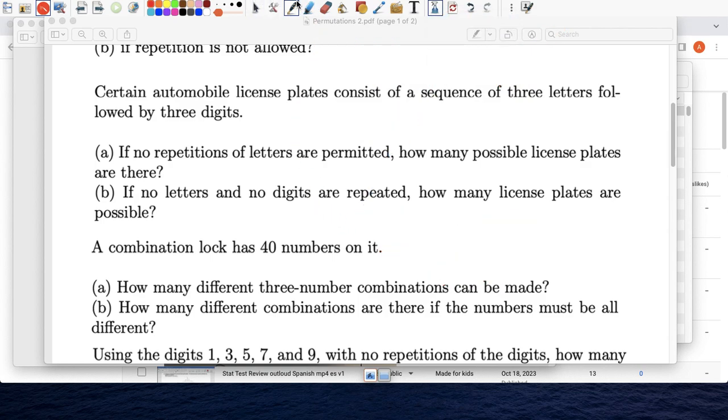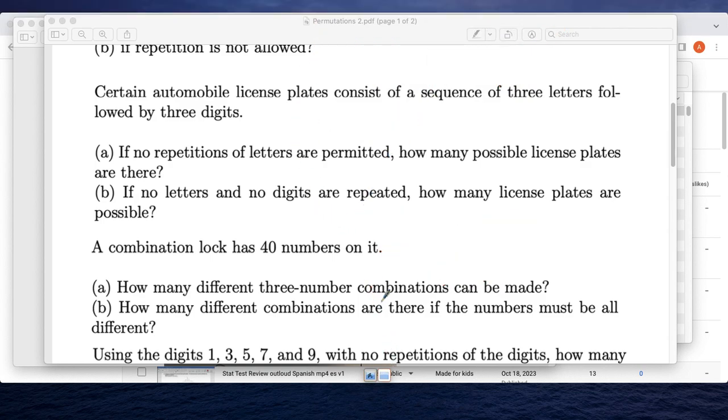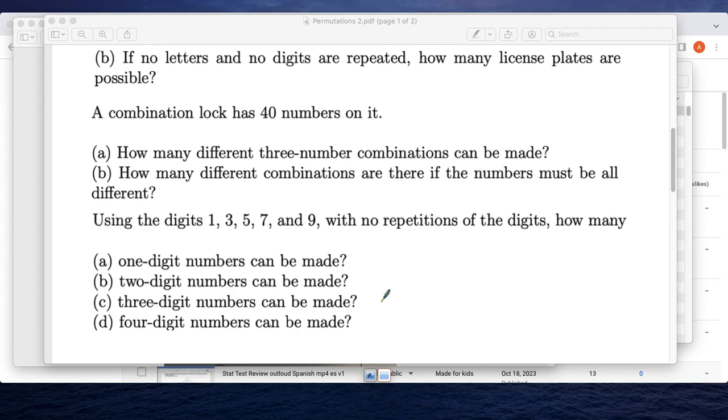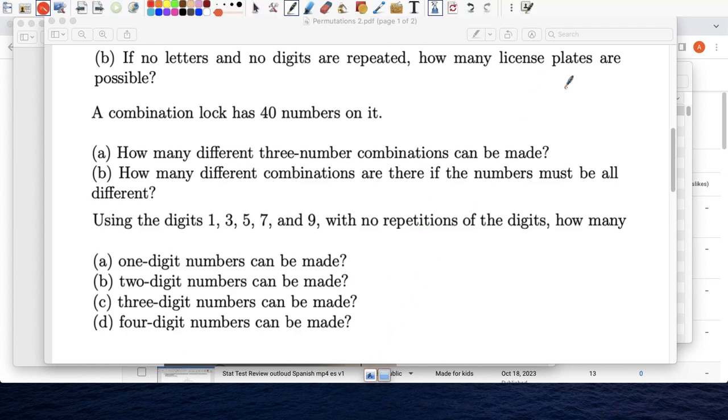Combination lock has 40 numbers on it. I don't think you guys have ever seen a combination lock. Remember, it's something like this, and you had a little dial in the middle, and all these numbers, and you had to go right one, and then go two to the left, right? In the old days when you used to have lockers, kids used to use that. I used to use that. Maybe when you get to high school, you'll have lockers.